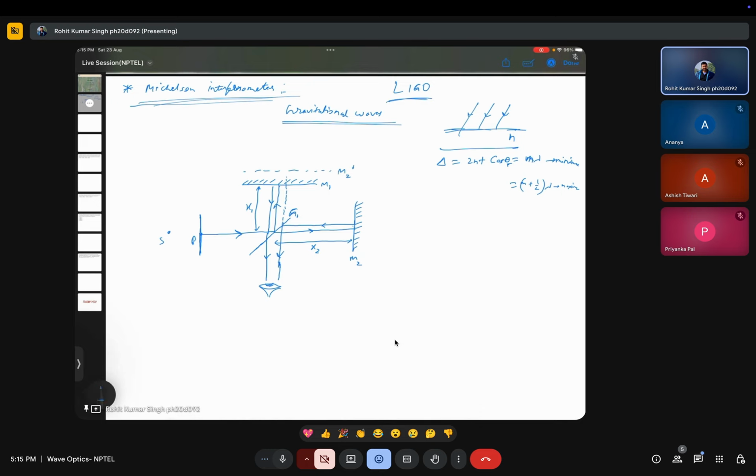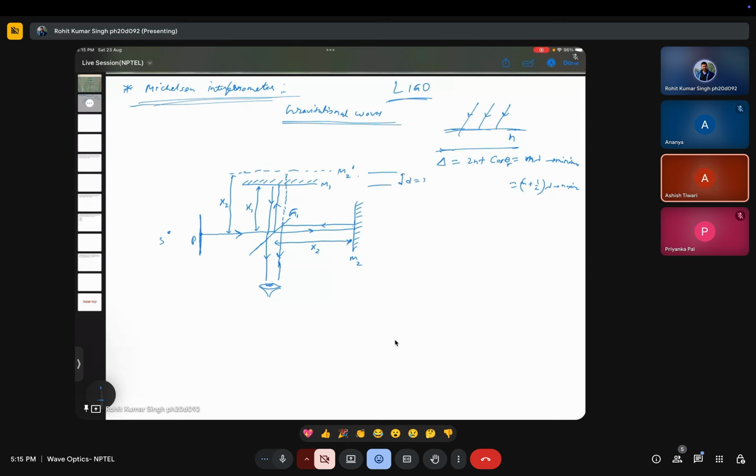Okay, and its distance will be x2, right? The same distance that it has from G1 to M2. So in general, what you get here is a scenario similar to this thin film scenario, right? You have two sources of light separated by a distance.